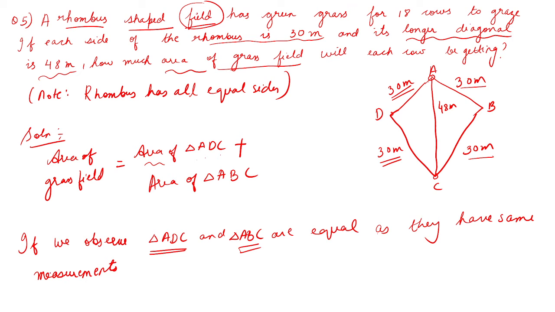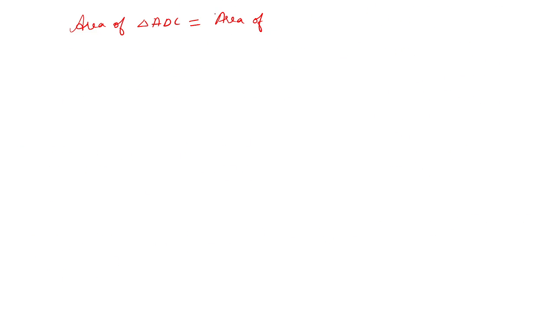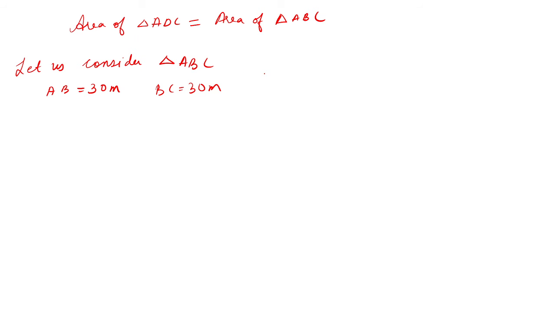Okay, so where is it? Of triangle ABC. Therefore, let us consider, you can consider any one of the triangles. Let's go with triangle ABC. Okay, AB is 30 meter, BC is also 30 meter, and AC is 48 meter.